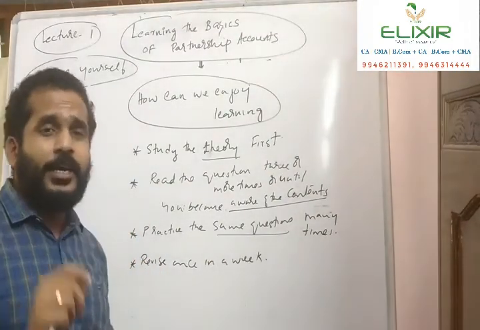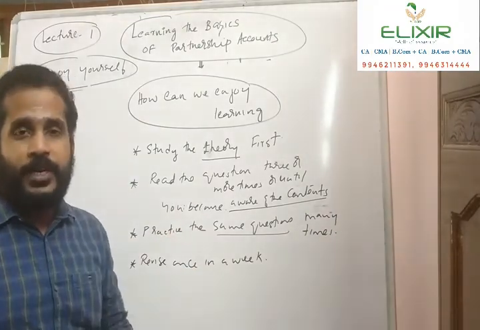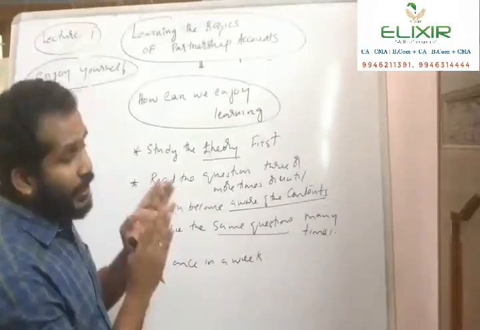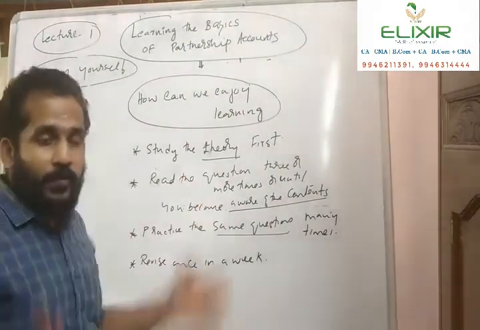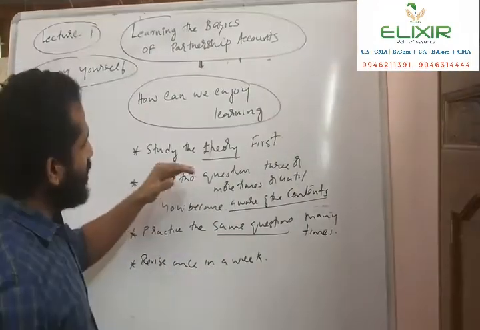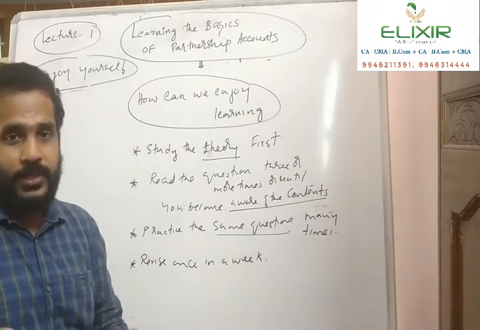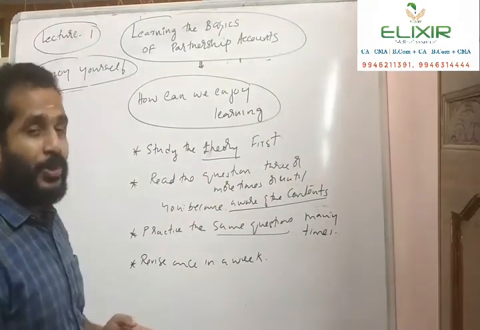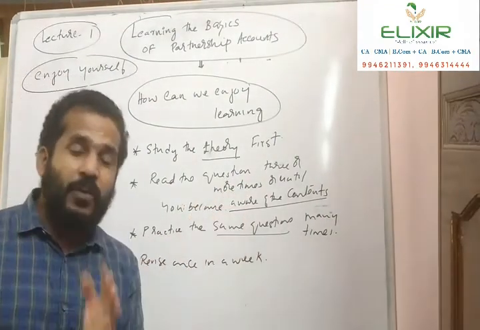Study the theoretical aspects first. Don't directly go to the journal entries and the adjustments. Study the theoretical aspect first. As already said, if you cover the theoretical aspect, 95% of the problem is over. So study the theoretical aspects first. If you are doing a problem, connect it with the theory. Study the theory first. Then read the question 3 or more times, until you become aware of the contents.